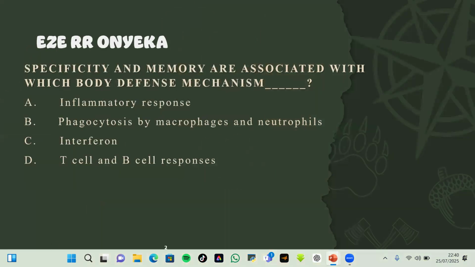Another question says, specificity and memory are associated with which body defense mechanism? A, inflammatory response, B, phagocytosis by macrophages and neutrophils, C, interferon, D, T cells and B cells responses.